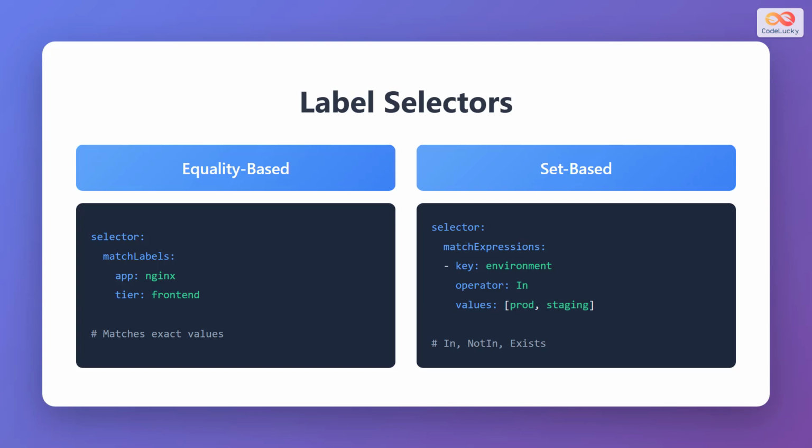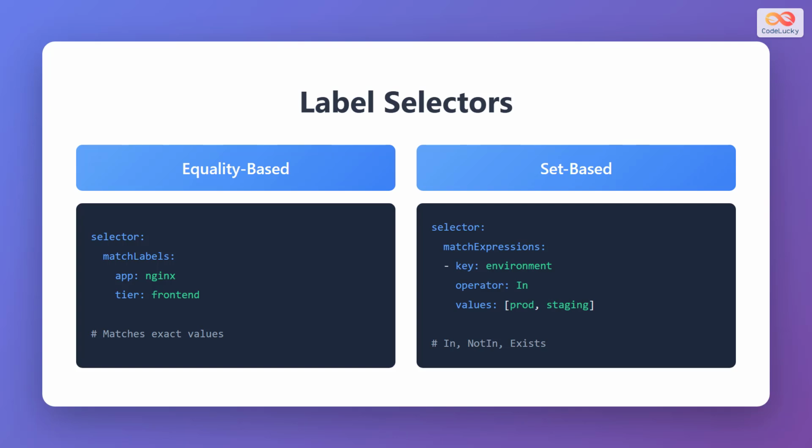Label selectors are used to query and select resources based on their labels. There are two types of selectors available. First, equality-based selectors use the match labels field to select resources that have exact matching label values. In the example, the selector matches resources where app equals nginx and tier equals frontend.